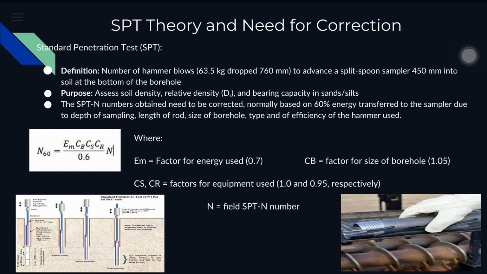So the SPT-N number obtained needs to be corrected because normally it is based on 60% energy transferred to the sampler, due to depth of sampling, length of rod, size of borehole, and efficiency of the hammer used. We can get it by this formula, which is N60 equals EM multiplied by CB, CS, CR, divided by 0.6 and multiplied by N, where EM stands for factor for energy use, CB for factor for size of borehole, CS and CR for factor for equipment use, and N stands for the SPT number.